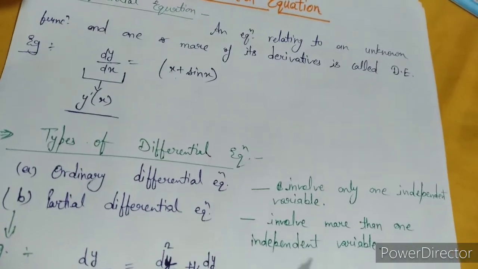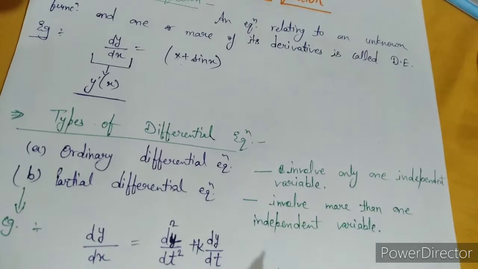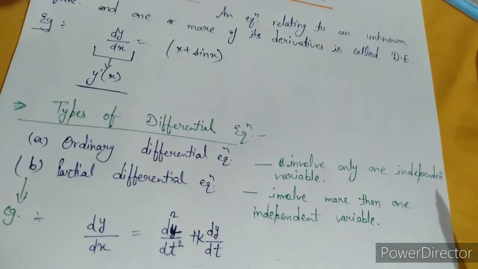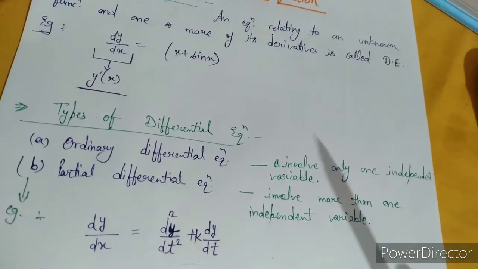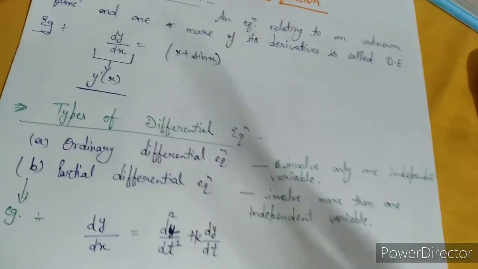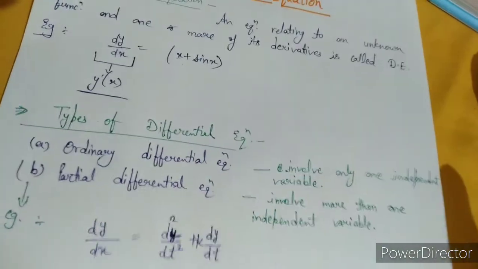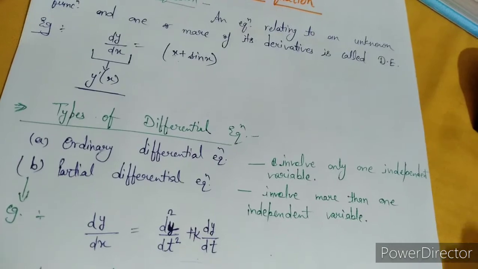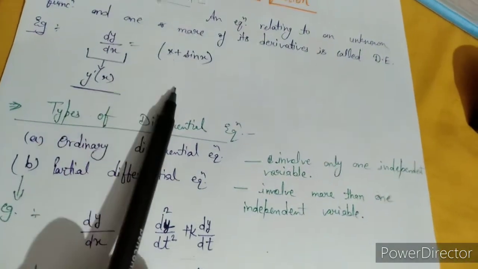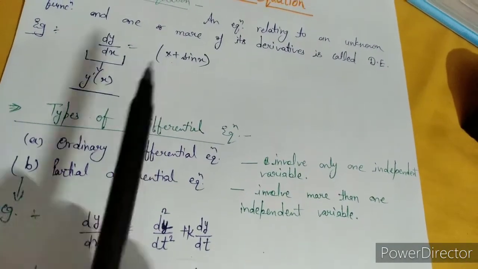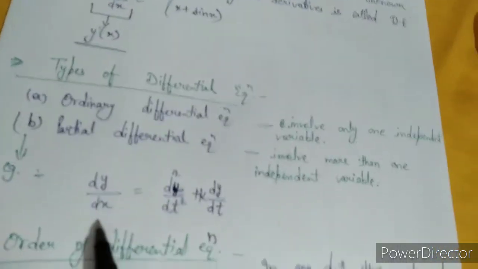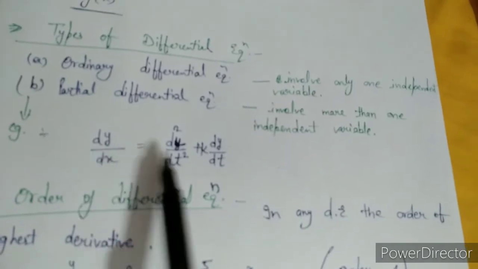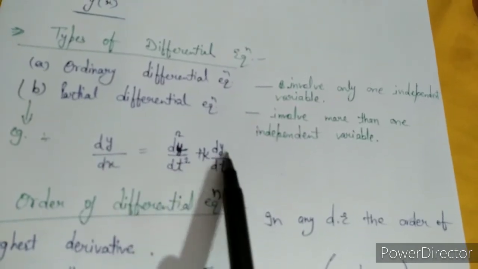Second one is the partial differential equation, and this partial differential equation involves more than one independent variable, that is, we will have two or more than two independent variables in the equation. Like in this equation, x is the only one independent variable, but in the below equation we have dy by dx, d2y over dt square plus k dy by dt.